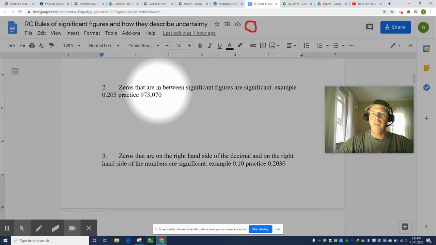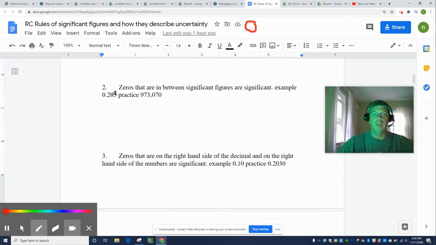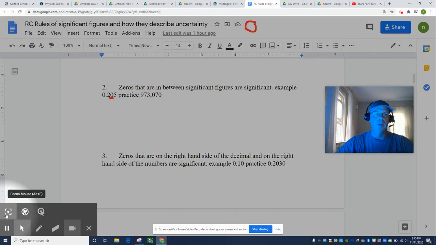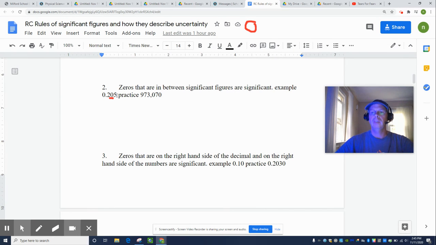Zeros that are in between significant figures are significant. So this 0 right here, 0.205, is in between. Therefore, it's a significant figure. There are 3 significant figures there. The range of uncertainty is thousandths, so tenths, hundredths, thousandths. This is fluctuating in this position. So 0.206 or 0.204 is the range of uncertainty.